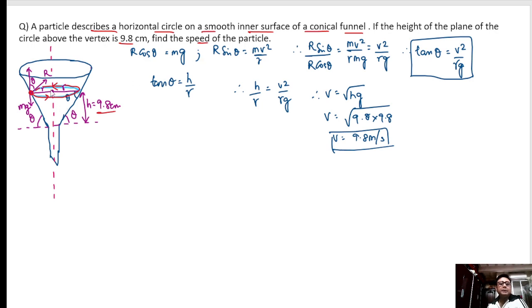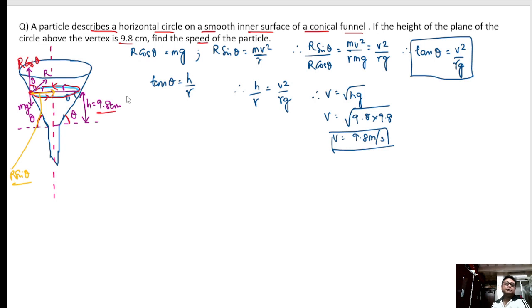So let's see. If the particle is here, the weight will hang down. The reaction force is this. So if this is theta, that means this is also theta. So this is r cos theta. And this part, this force will be r sin theta, isn't it? This force will be what?